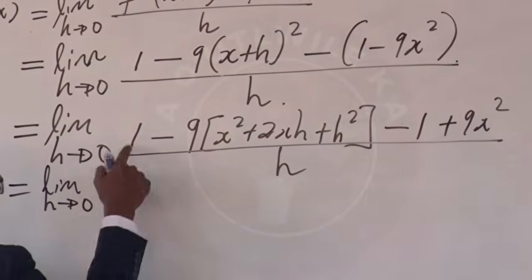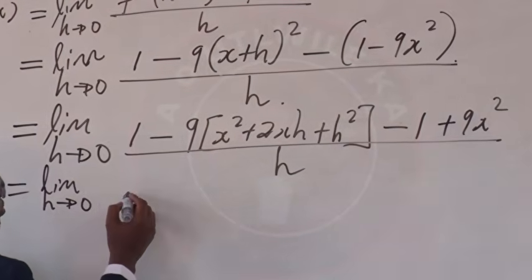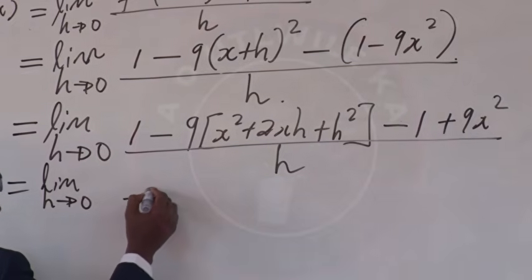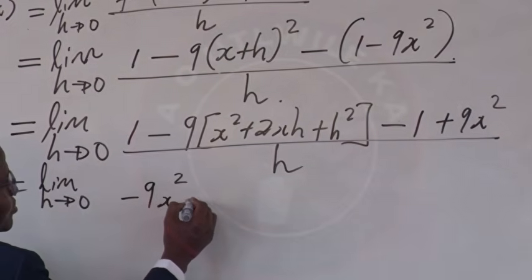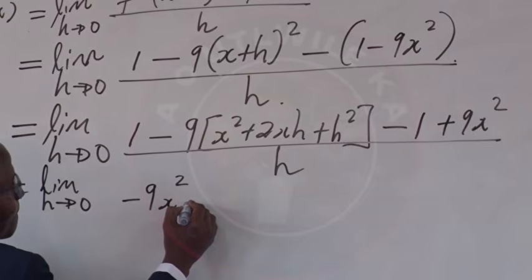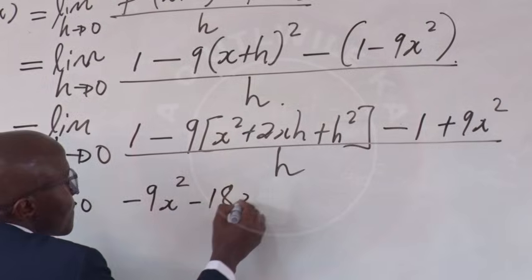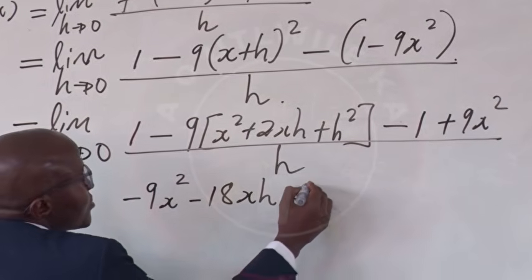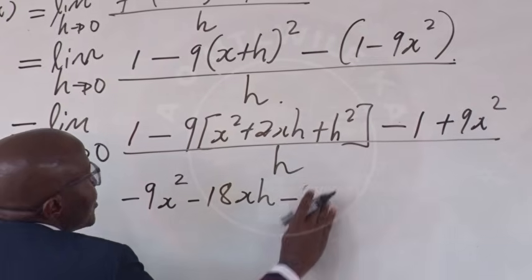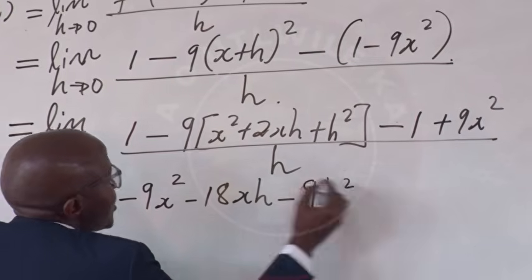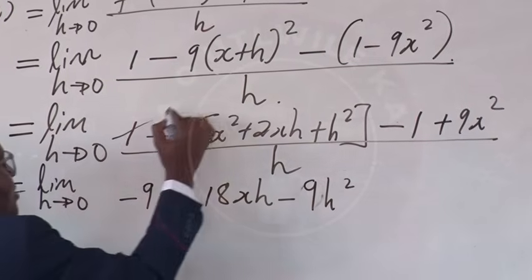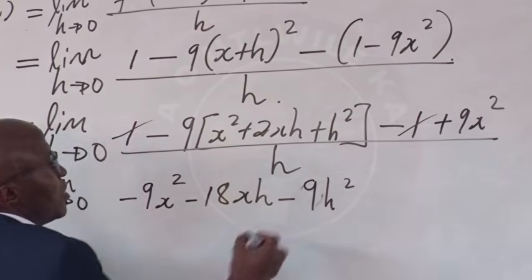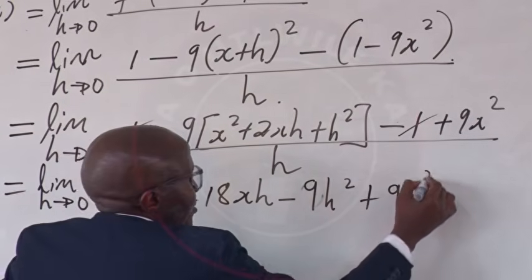My ones will go. Do you agree? I'll be left with negative 9x squared plus, minus 18xh, minus 9h squared. I'm just distributing here. Remember, these ones will go, plus 9x squared.